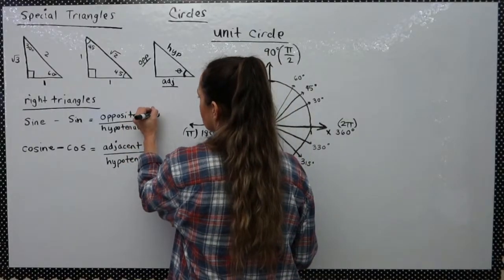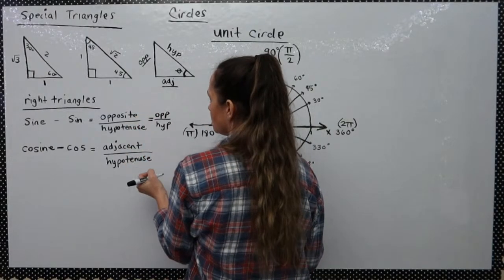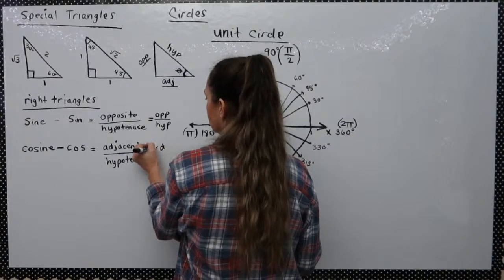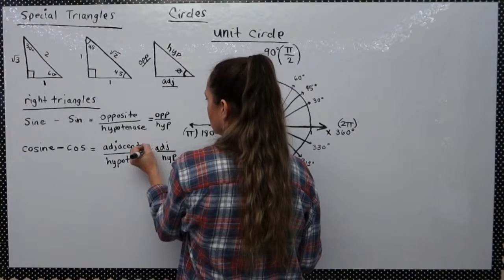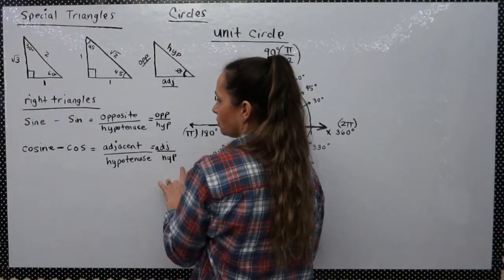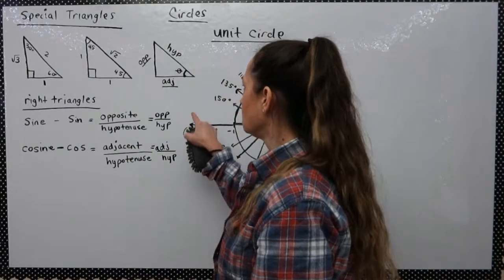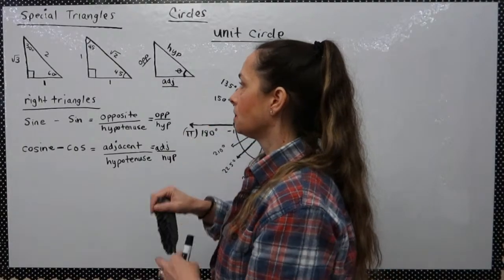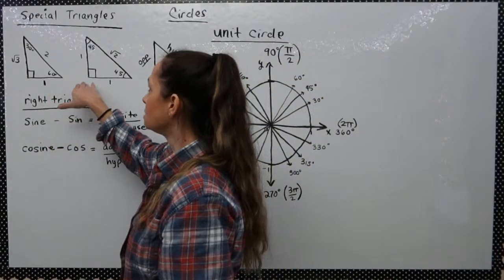So this is OPP over HYP for abbreviation, and ADJ over hypotenuse for your cosine. And we're going to be using this relationship, and we're going to derive the sine and cosine functions of these special triangles.